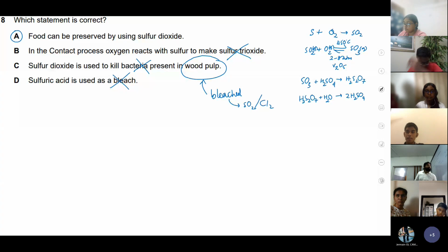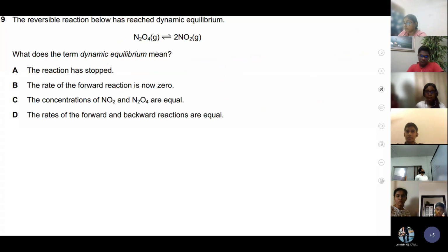Okay. Right. Next one. The reversible reaction below has reached dynamic equilibrium, the one we used to explain the Le Chatelier concept. What does dynamic equilibrium mean? The reaction has stopped outside, but inside the reactions happen. The rate of the forward reaction is now 0?